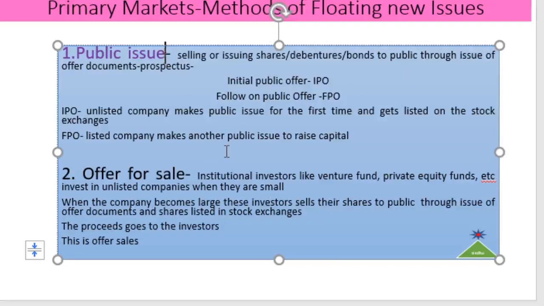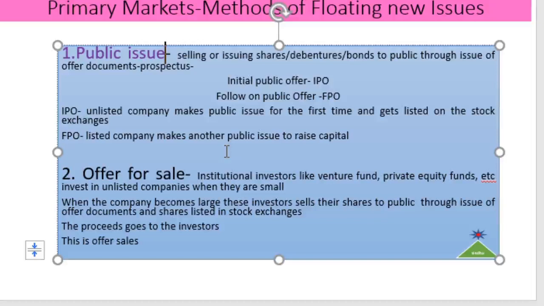Initial public offer. What is an initial public offer? When an unlisted company makes a public issue for the first time and gets its shares listed on stock exchange, it is known as initial public offer, IPO. That is, an unlisted company makes a public issue for the first time and it gets listed on the stock exchanges.